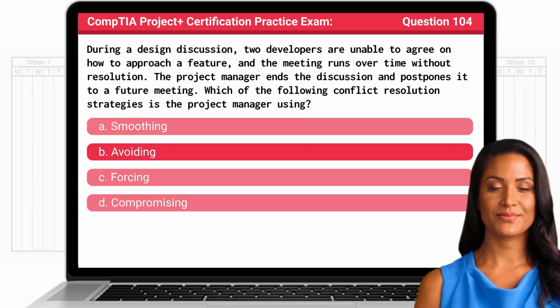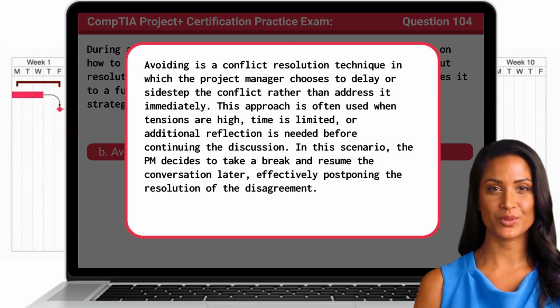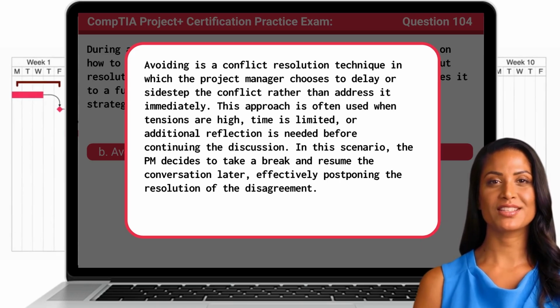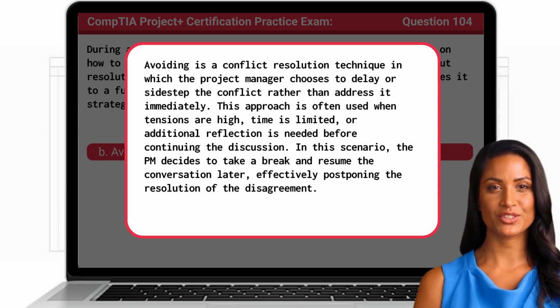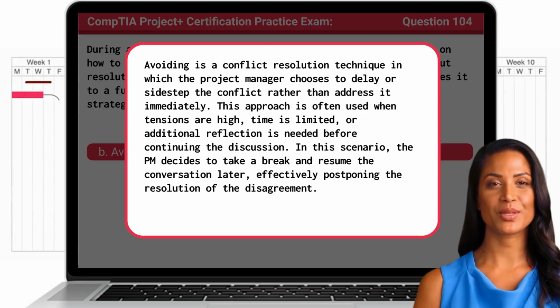The answer is B. Avoiding. Avoiding is a conflict resolution technique in which the project manager chooses to delay or sidestep the conflict rather than address it immediately. This approach is often used when tensions are high, time is limited, or additional reflection is needed before continuing the discussion. In this scenario, the PM decides to take a break and resume the conversation later, effectively postponing the resolution of the disagreement.